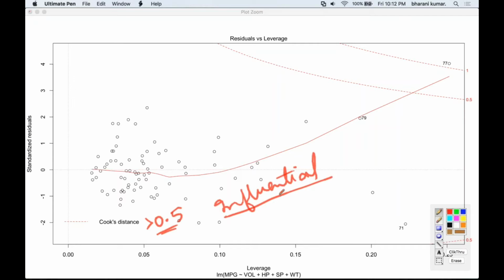Assignment for you all. What is the difference between influential observation and outlier?